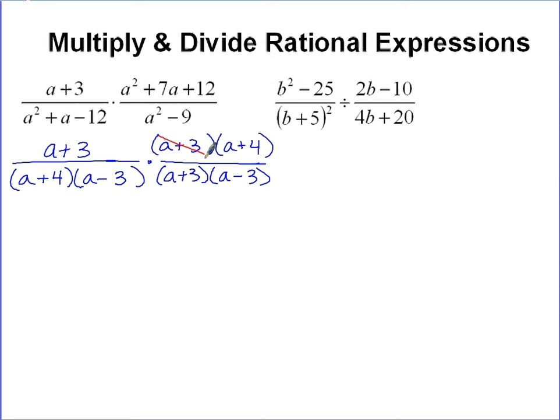So I've got an a plus 3 and an a plus 3. I can reduce those. I have an a plus 4 on the top and an a plus 4 on the bottom. And these two a minus 3s, I can't reduce those because they're both on the bottom.